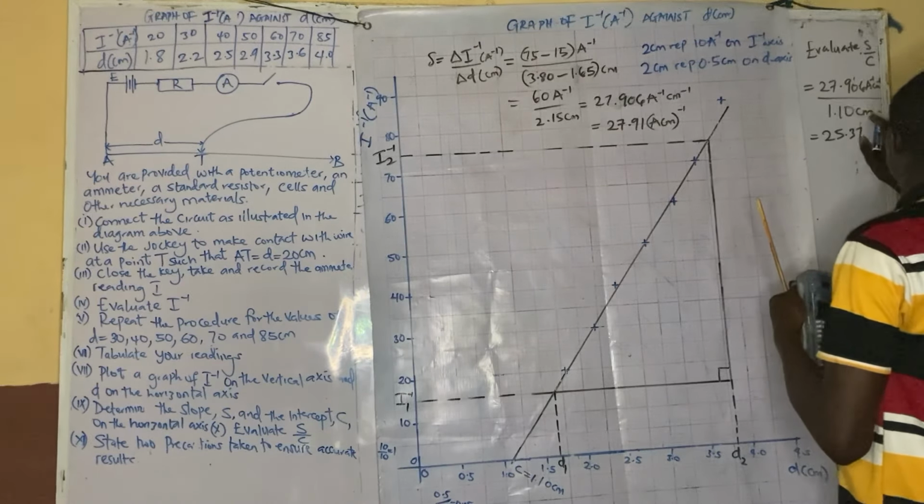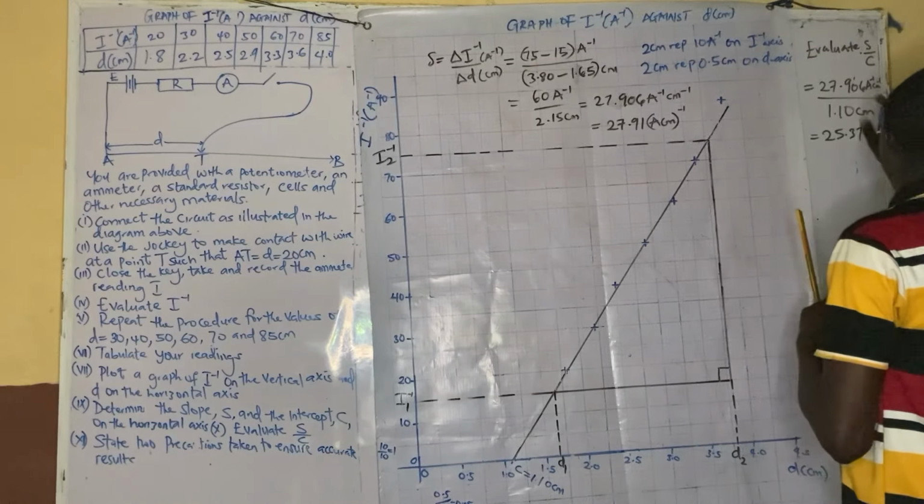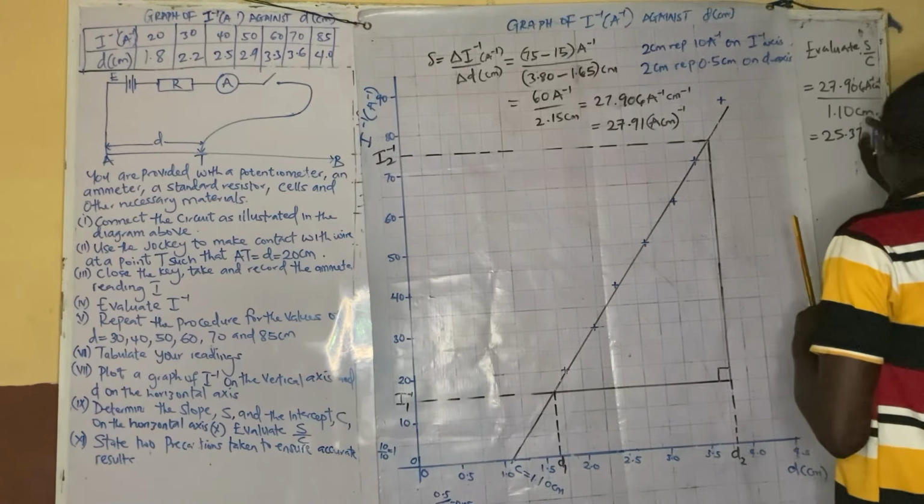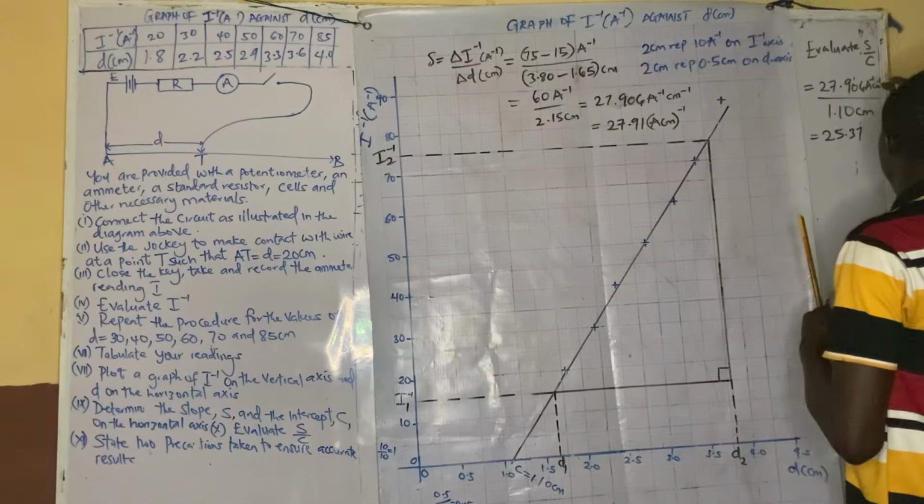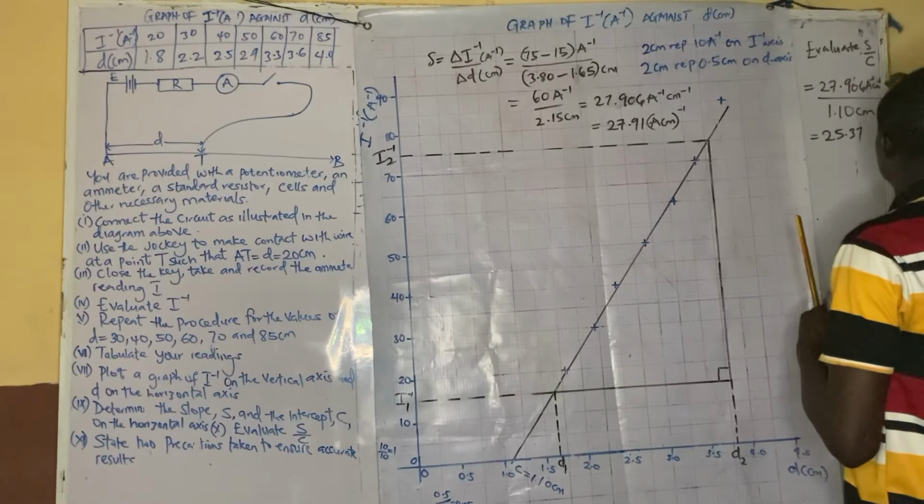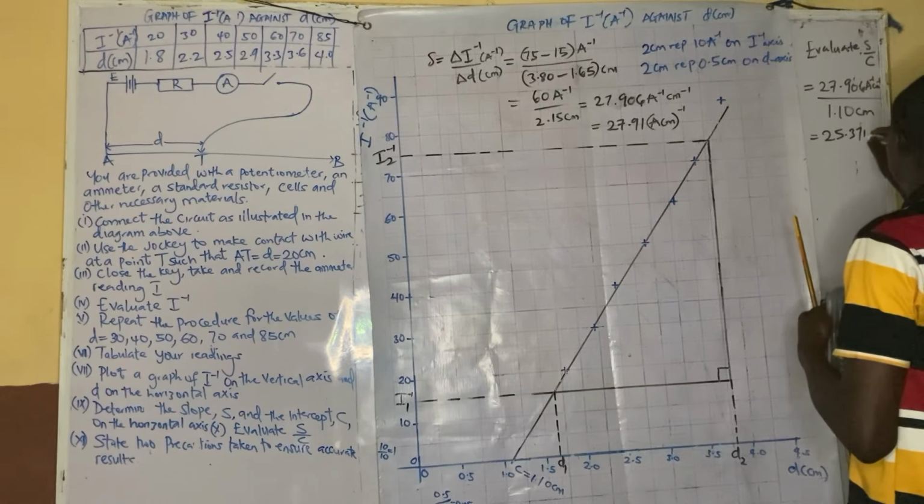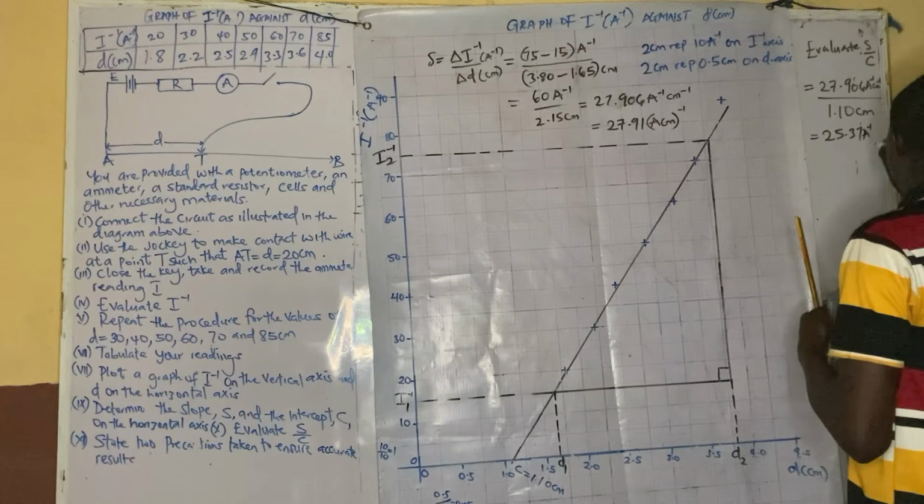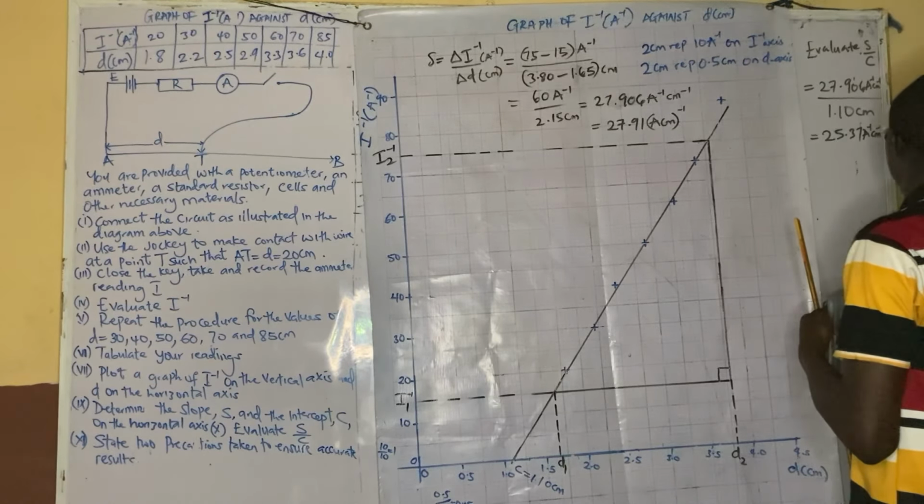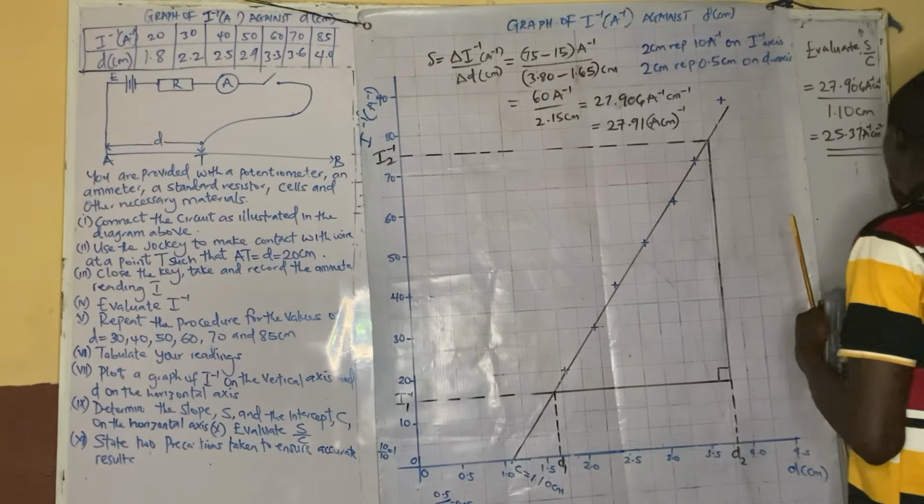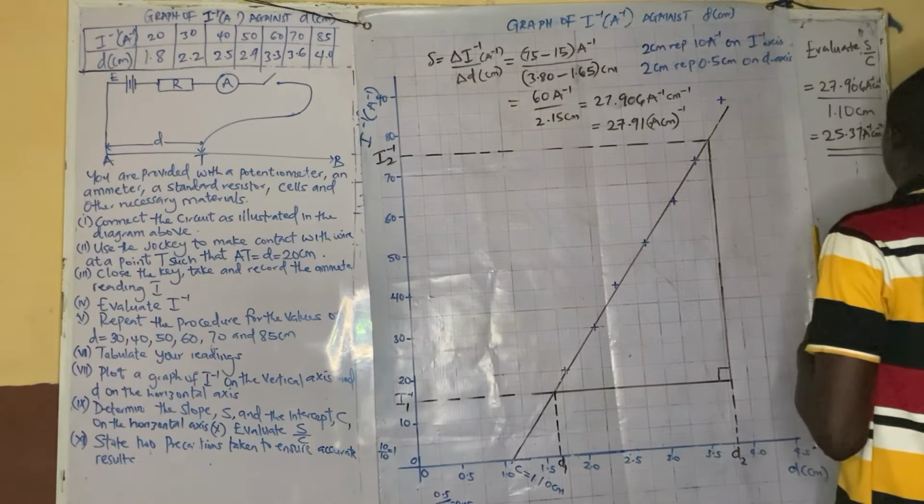Now, what will be our unit? Per centimeter over centimeter gives centimeter raised to power minus 2. So the unit is per ampere per centimeter squared. So that's our unit here.